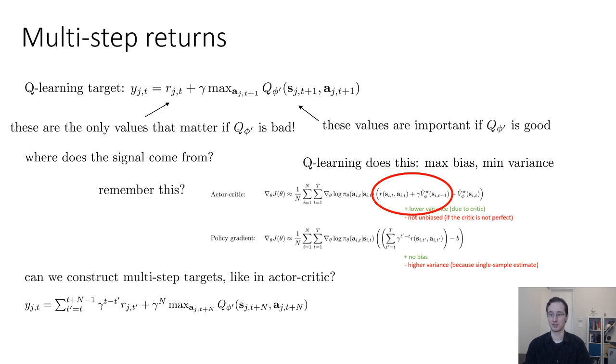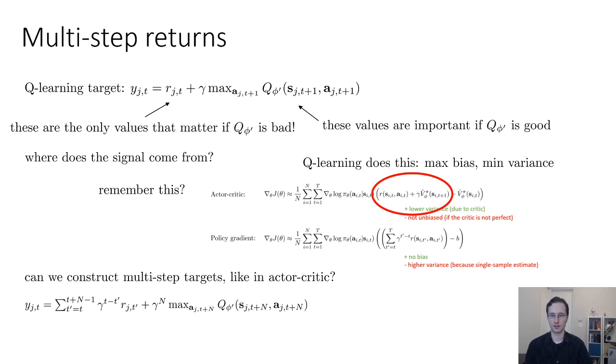Sorry, it's actually on this slide. So the way that you can construct a multi-step target is basically exactly analogous to what we saw in the actor-critic lecture. You construct your multi-step target by not just using one reward, but making a little sum from t prime equals t to t plus n minus 1. For each of those, you take r_t prime multiplied by gamma to t minus t prime.